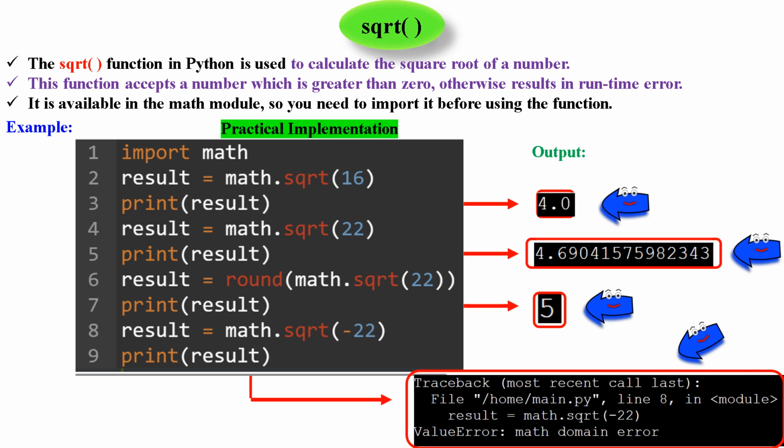In line 8 and 9, when trying to calculate the square root of a negative number, such as minus 22, an error occurs because the square root of a negative number is not defined in the real number system. This will result in a value error being raised.